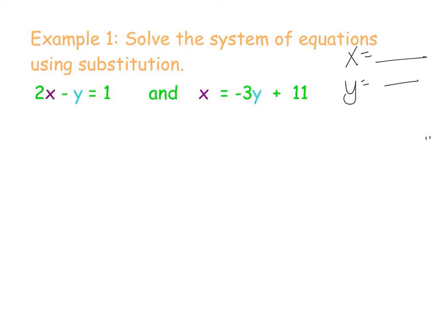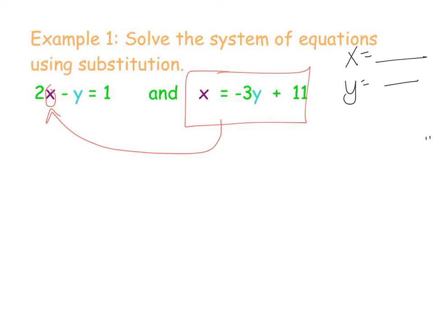And so you can tell as you look here at this first example, the equation that's already written in that format is this second one. It says x equals negative 3y plus 11. That equation tells us what x equals. X is equal to negative 3y plus 11. So we're going to go to the other equation, and where we see the letter x, we're going to substitute what x is. We're going to actually fill in what x is supposed to be.